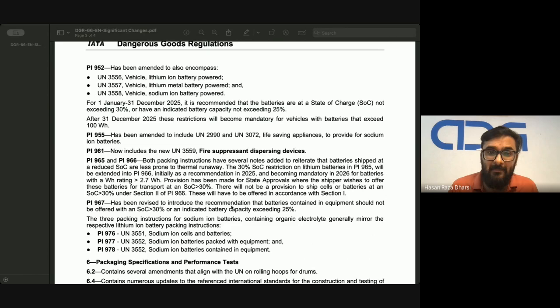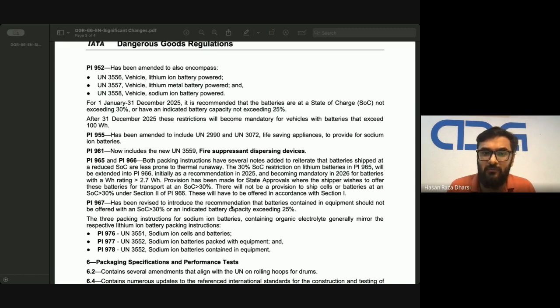Both packing instructions have several notes added to reiterate that batteries shipped at a reduced SOC are less prone to thermal runaway. The 30% SOC restriction on lithium batteries in packing instruction 965, which we just discussed in the upper part, will be extended in packing instruction 966, initially as a recommendation in 2025 and becoming mandatory in 2026 for batteries with a watt hour rating greater than 2.7 watt hours.